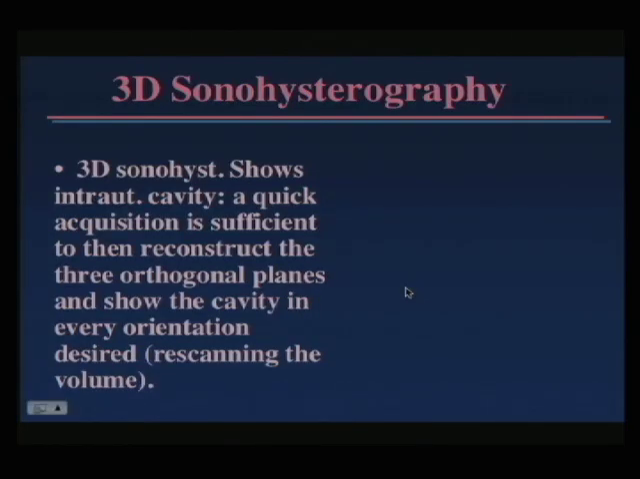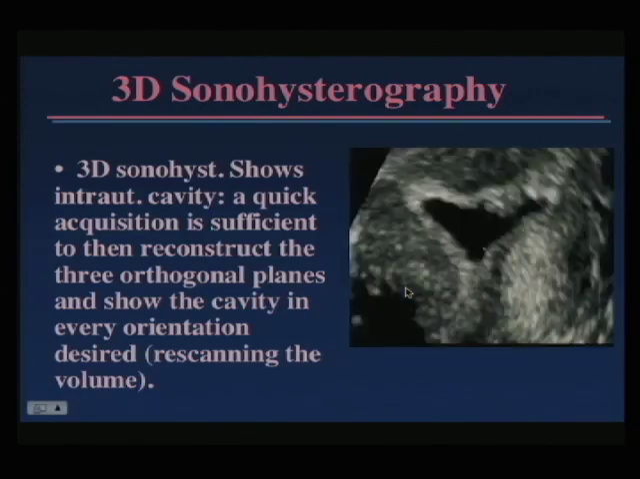Now, if you do intend to do sonohysterography, where you put a little bit of fluid in the cavity to outline any defects in the cavity, definitely do it with 3D ultrasound. Here's an example of the coronal view showing a little polyp right here that is easy to see. You put in some fluid, you take a quick sweep of the cavity, and then you have all the information right there. You don't have to keep taking pictures over and over again.